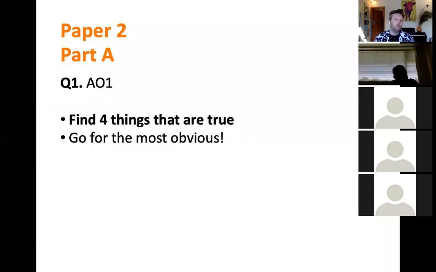We're going to go on to paper two, and again, it's very formulaic, the English language exam. So it's very similar, but paper two is AO1. You just find 4 things that are true, and again, just go for the most obvious one. You don't get any extra marks for figuring out the one that's slightly ambiguous or unusual, or 90% of students will go for that answer, so you're going to go for something different. No, just go for the most obvious.